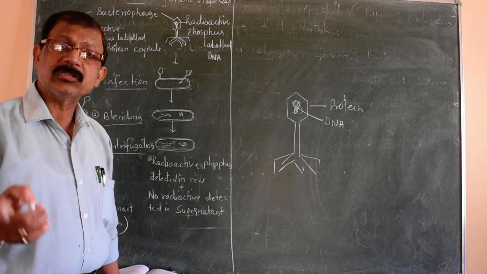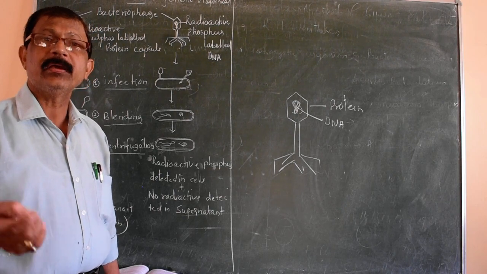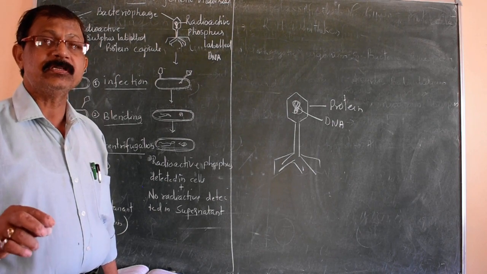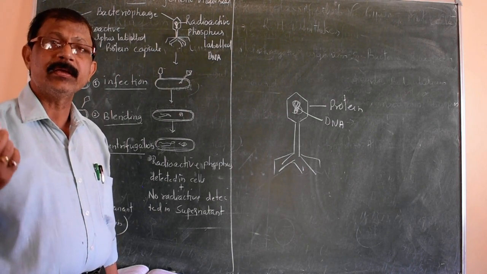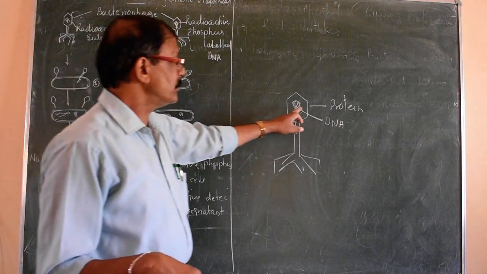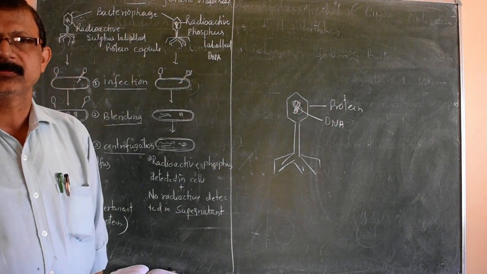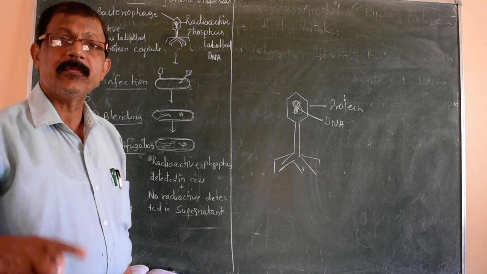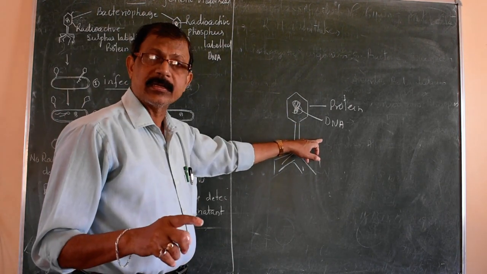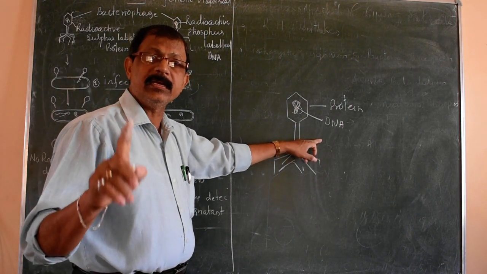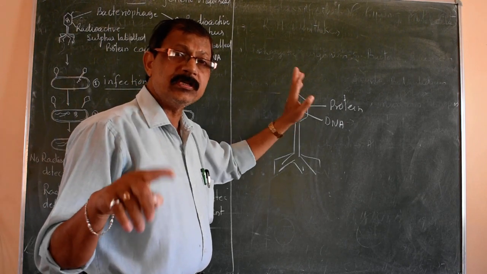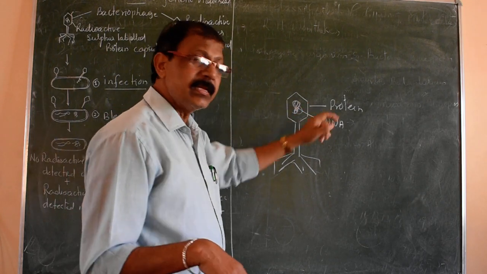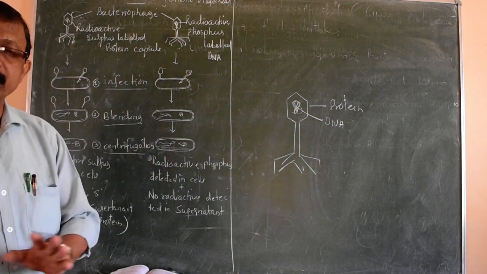The bacteriophage grown in radioactive phosphorus has radioactive DNA, because phosphorus is present in the DNA. The bacteriophage grown in radioactive sulfur has a radioactive protein, because the outer protein is made with radioactive sulfur. Once again I repeat: the bacteriophage grown in radioactive phosphorus has radioactive DNA because phosphorus is present in the DNA. Similarly, the one grown in radioactive sulfur has a radioactive protein because the protein contains sulfur. So there are two different viruses.